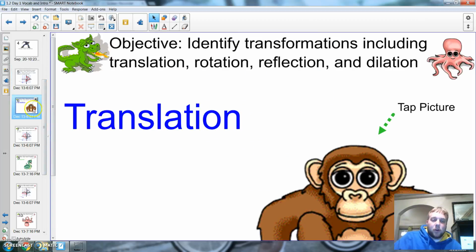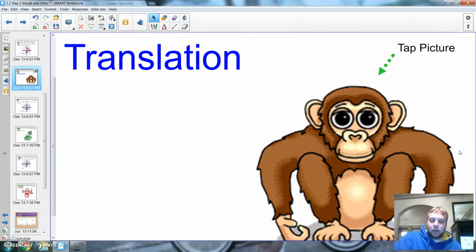Okay. So here is another example. And wow, look at that monkey. It's translating over. Hey, honey, you want to say hi? She's translating from the living room over to the candy cupboard right now. So she's not rotating, she's not reflecting, she's moving, translating.